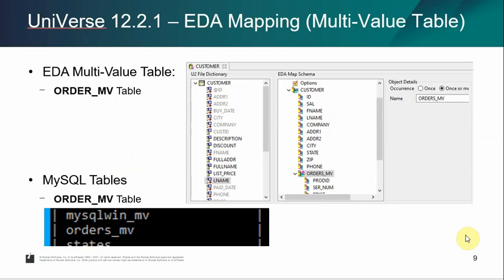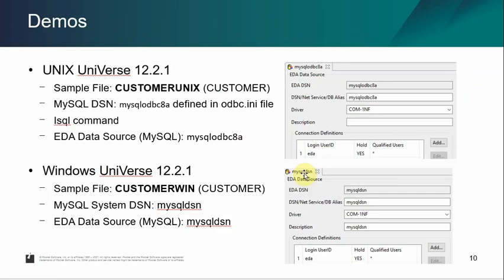After you connect to the EDA data source, you can create a schema. Here is just an example of creating it on the customer file, which is now converted to MySQL. For my demo, I created a couple of different temporary files, basically the same thing for customer. On Unix, I call it customer Unix, and on Windows, I call it Customer Windows.